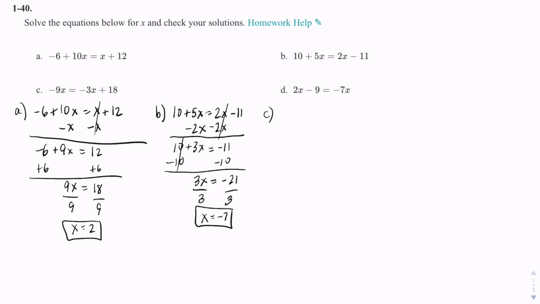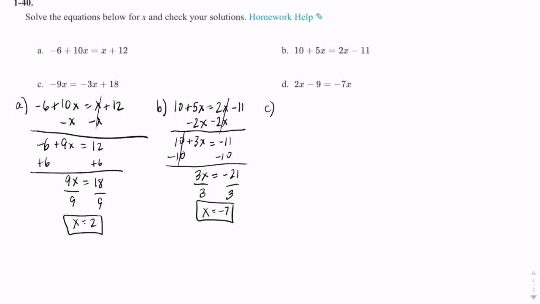Okay, for C, we have -9x equals -3x plus 18. I'll add 3x to both sides. And again, yes, you show this work, right? -9 and positive 3 is -6x. These cancel, equals 18. I divide by -6, and I get x equals -3.